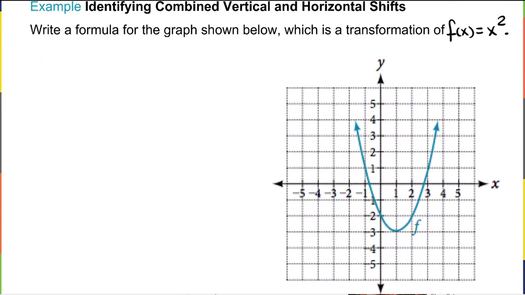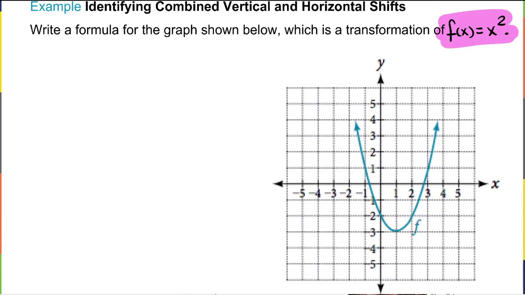Identifying combined vertical and horizontal shifts. So here we're trying to go backwards. They give us the new graph and we need to write the equation. So first, we have this function f of x equals x squared. It is not graphed, rather. The transformed graph is what has been graphed.